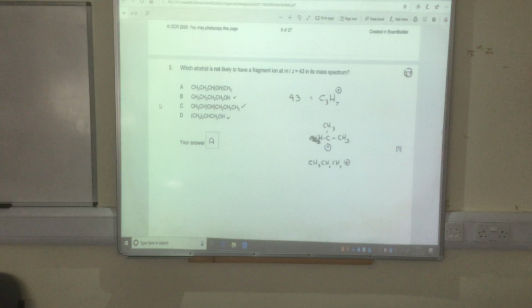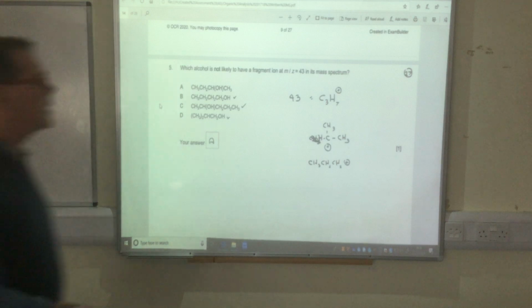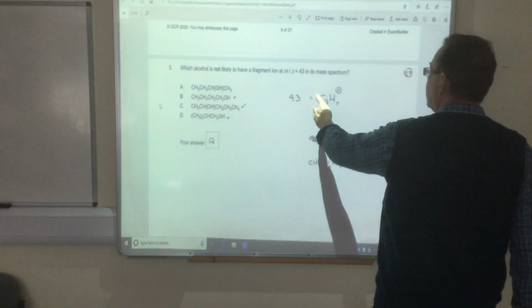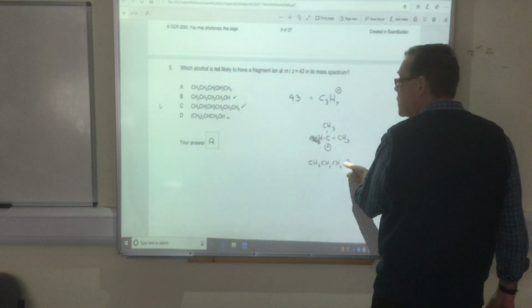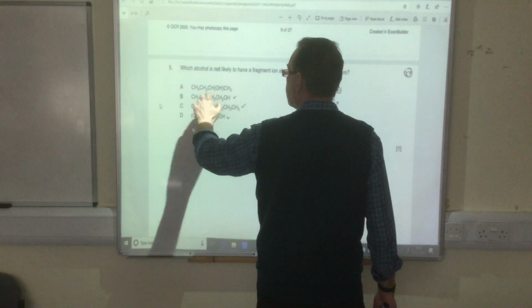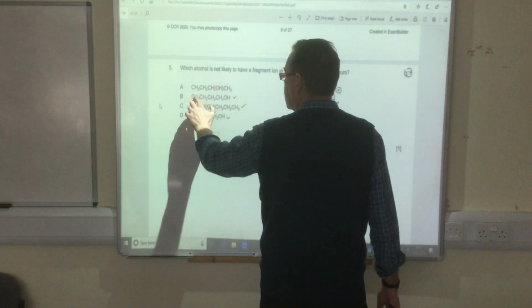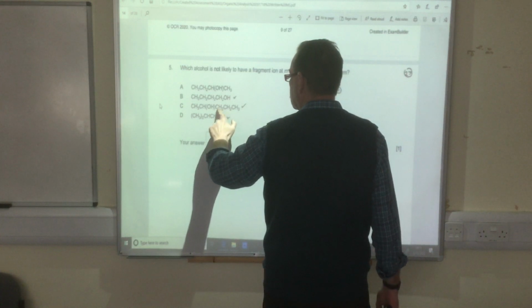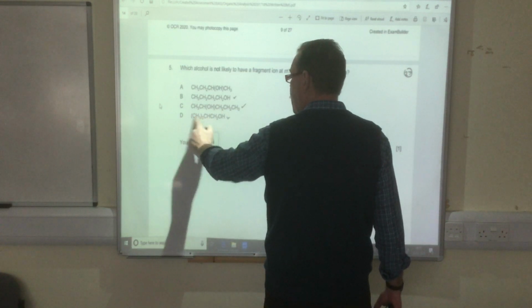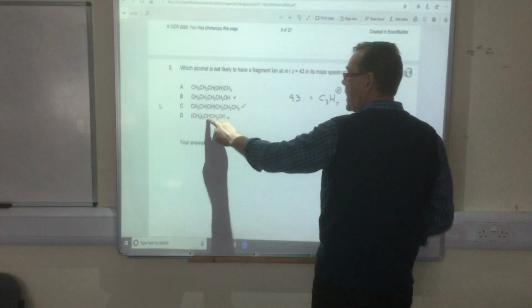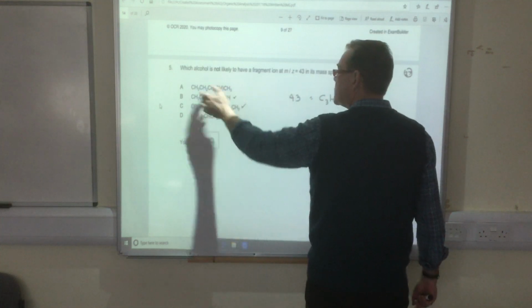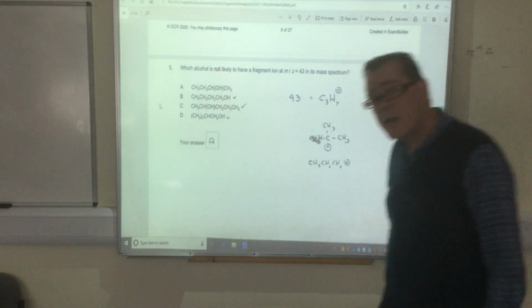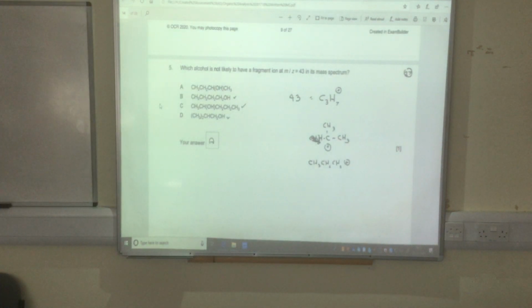Okay. Which alcohol is not likely to have a fragment at m/z 47 in its mass spectrum? Again, I don't want to dwell on this too much because I'll be here all day. But 43 equals that propyl fragment. It could be, as we looked at previously, a secondary one. Not likely. That will. That's my secondary there, that's going to produce it. That one, no. I can't see any obvious fragments that match that. A. Look at it, take care, and have a think about it.